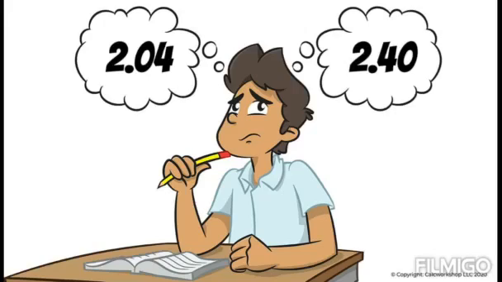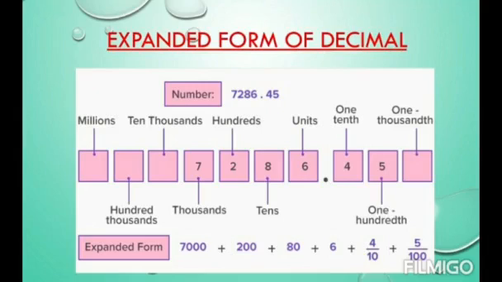To compare two decimals, we first compare their whole parts, that is, the number formed by the digits to the left side of the decimal. If two decimals have their whole parts equal, then we compare the digits to the right of the decimal point starting from the tenths place. For example, 2.40 is greater than 2.04, as the digit at the tenths place, that is 4 of 2.40, is greater than the digit at the tenths place, that is 0, of the decimal 2.04.